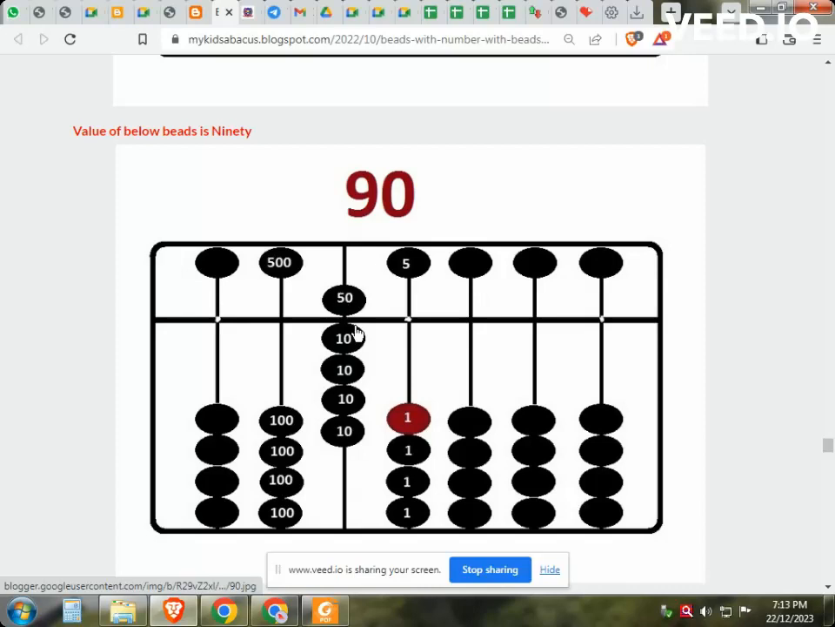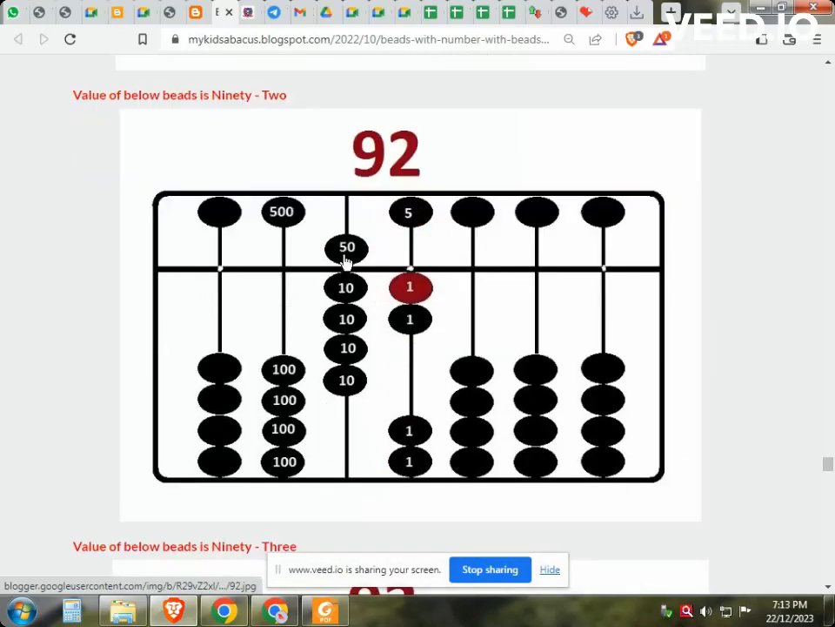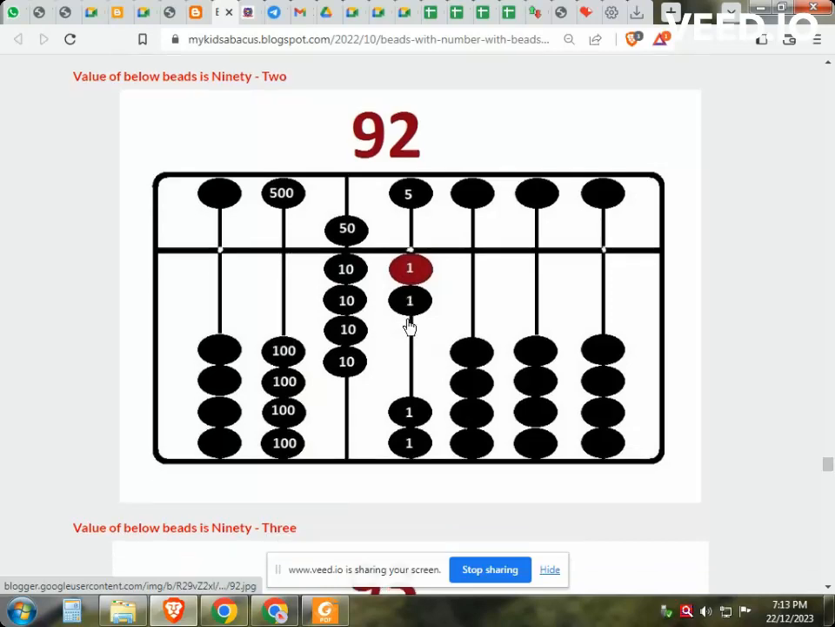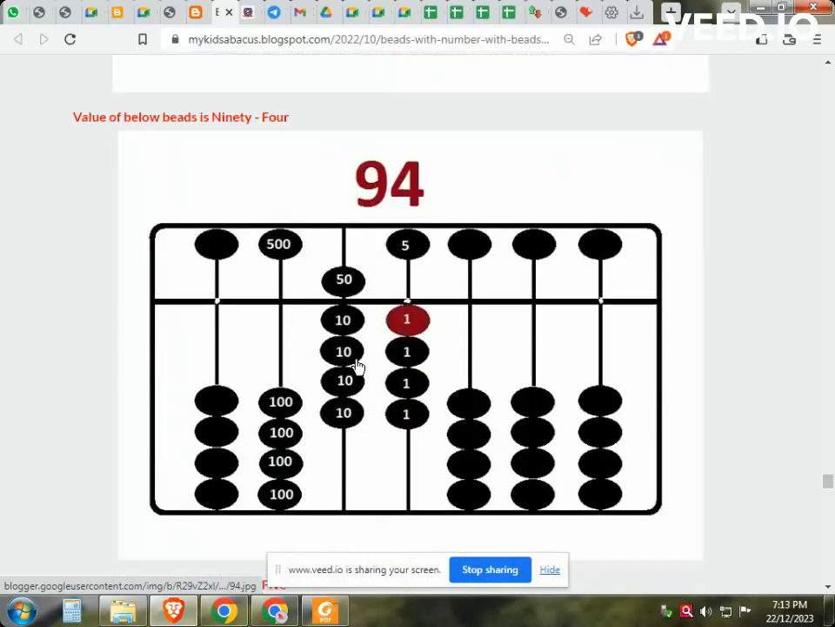This is 90, 50, 60, 70, 80, 90. This is 91, 50, 60, 70, 80, 90, 91. This is 92, 90, 91, 92. This is 93, 90, 91, 92, 93. This is 94, 90, 91, 92, 93, 94.